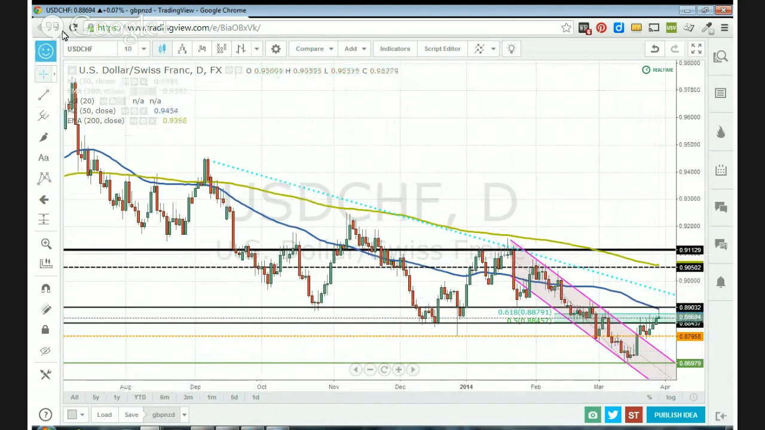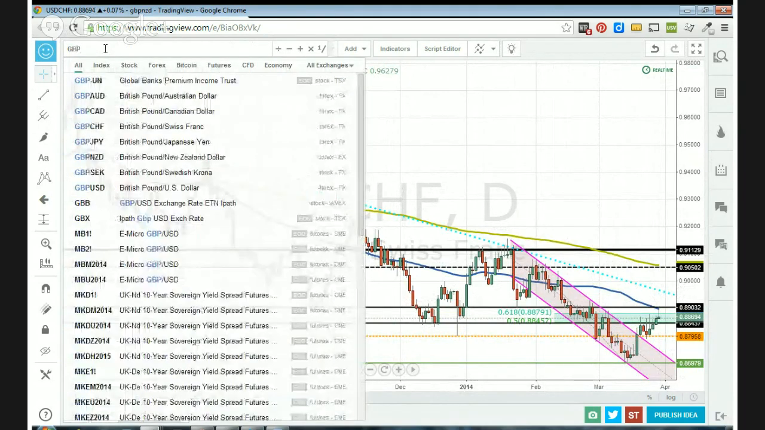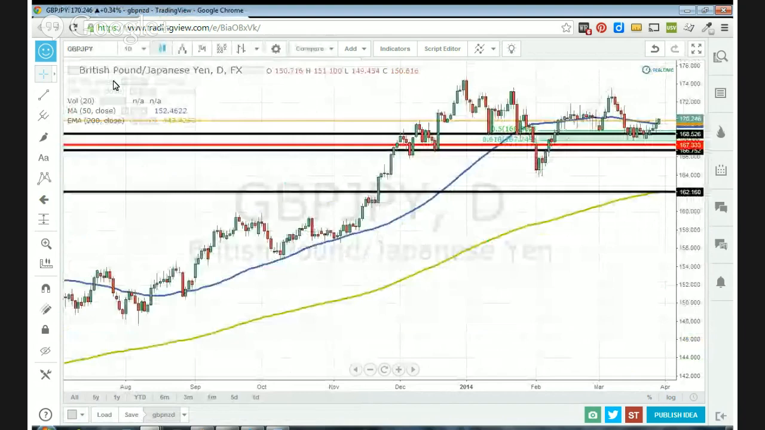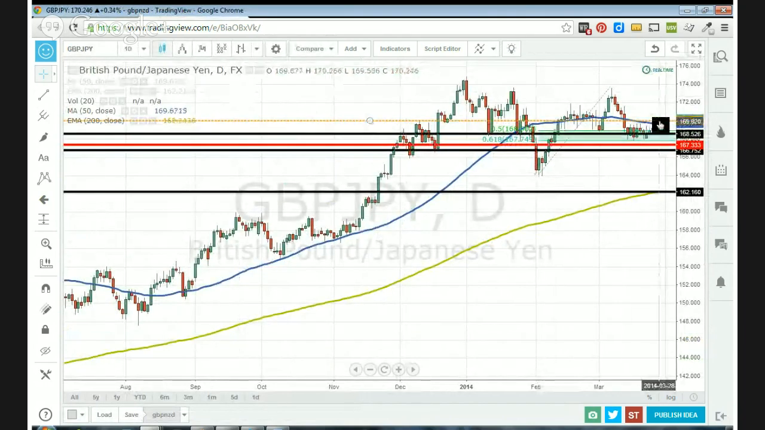The good news is I have 3 trades on that are all in the money. So that's encouraging. Let's go to pound yen. Okay, and pound yen, you can see it here. Yesterday it did not close above this dashed orange line. It may close above this dashed orange line today. If it does, I'll move my stop to break even.